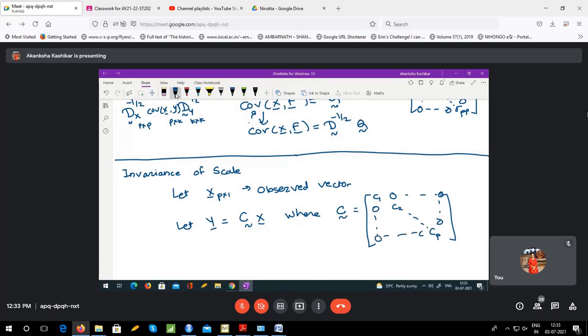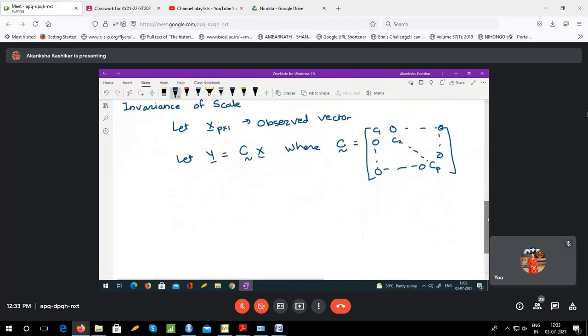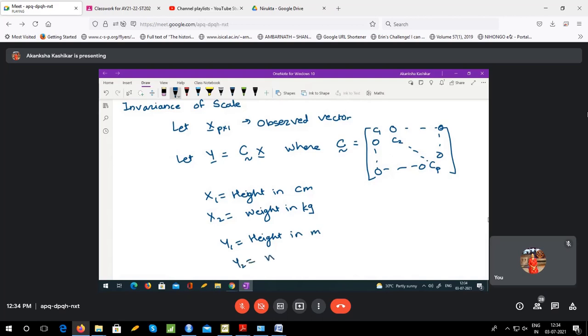First of all, is it the type of scaling that we want? For example, if I want to change units of x, can it be done through this? Let us try. Suppose x1 is height in centimeters, and x2 is weight in kilograms. Now I want y1 to be the same height but recorded in meters, and I want y2 to be the same weight but recorded in grams.